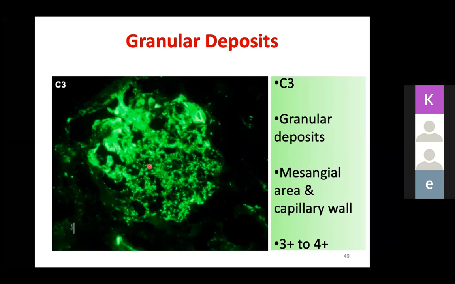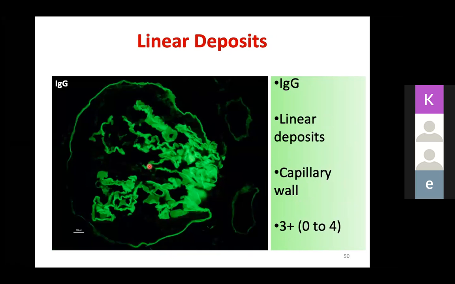Now, it's not only one deposit which matters, it also depends on the combinations. If it is only C3, then my diagnosis would be C3 glomerulopathy. If I have IgG with C3, then my diagnosis would be immune complex mediated glomerular disease, right? So it's not only one stain, but the combination of immunoglobulins and complements also decides what kind of disease we are going to label it finally.